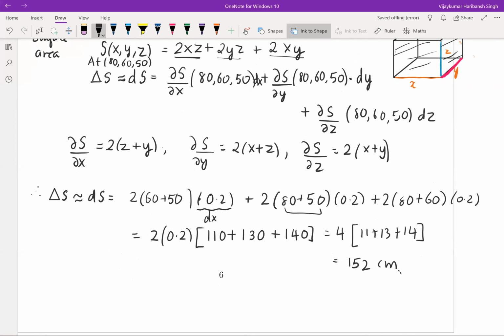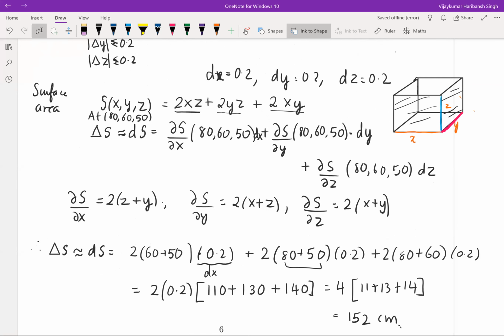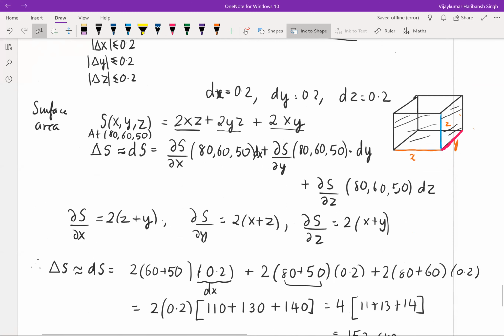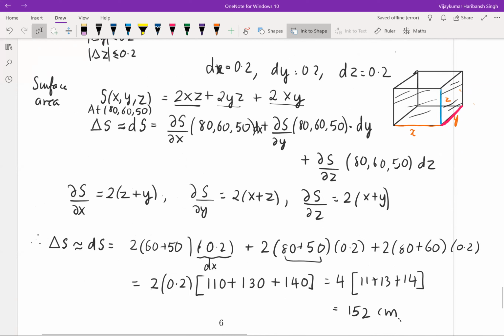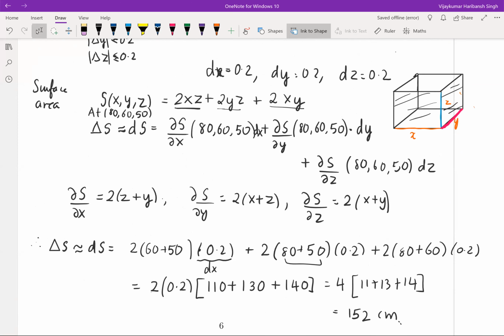So this is the idea behind the differential. This is the maximum error which can creep in while calculating the surface area.